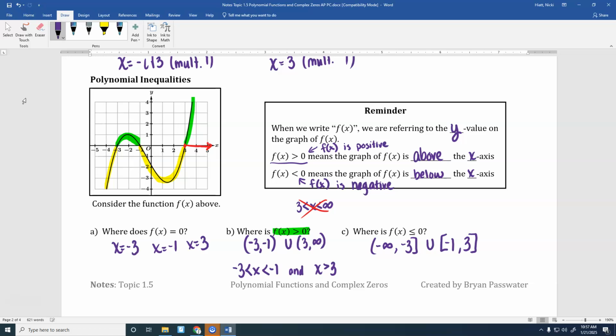Or if it's inequality notation, again, you don't want to do negative infinity less than or equal to x less than or equal to negative 3. You don't want to do an inequality that involves infinity. These are the numbers here that are just less than or equal to negative 3. So we'd say x is less than or equal to negative 3, and negative 1 less than or equal to x less than or equal to 3. Okay, questions there?